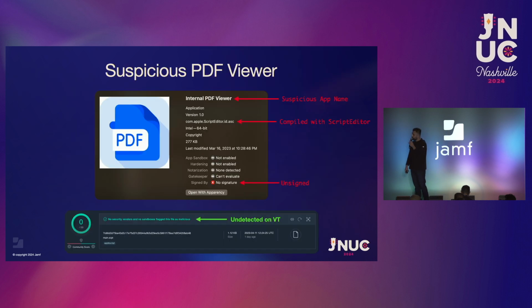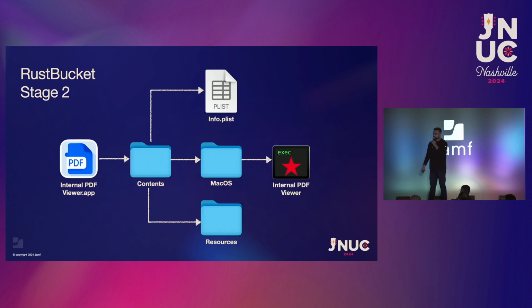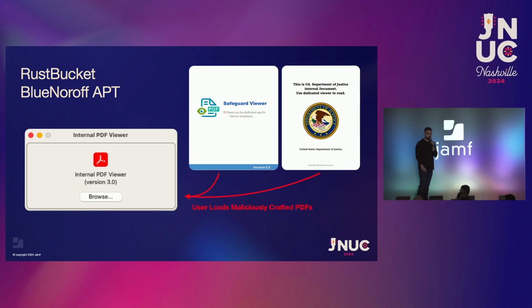And yeah, this was undetected at the time when we were analyzing this. The stage 1 is an applet that runs some AppleScript code to retrieve a stage 2 payload. And the stage 2 is also called Internal PDF Viewer. The stage 2 actually does operate as a PDF viewer application. So if you're looking for a PDF viewer to use, then this might be one. I'm just kidding. But there's nothing malicious that happens at this stage.